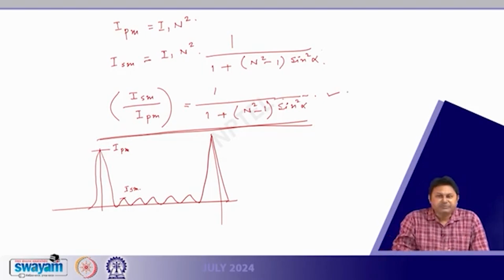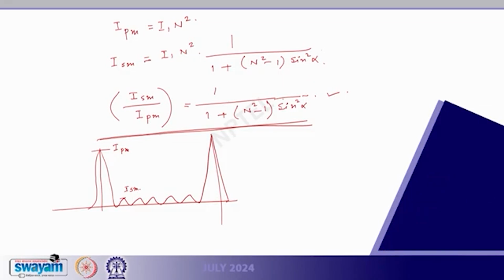So, I would like to stop here because today I do not have the time to go forward. In the next class, we will discuss more about the grating spectra, and if time permits, we will also discuss the resolving power of this multiple slit system, which in general is called a grating.